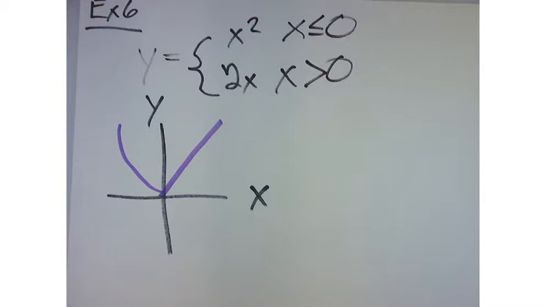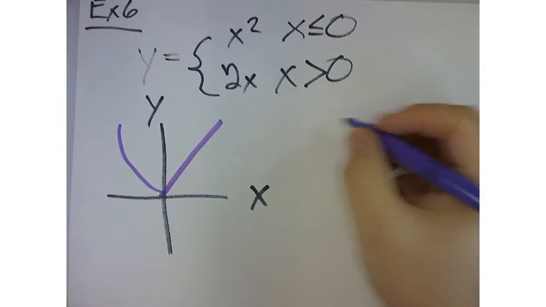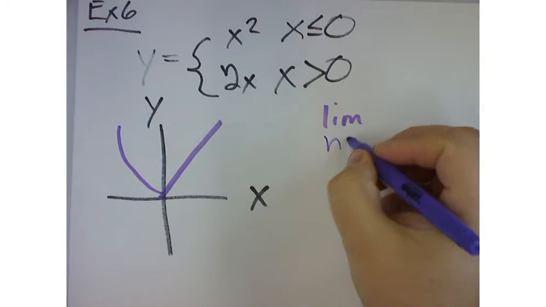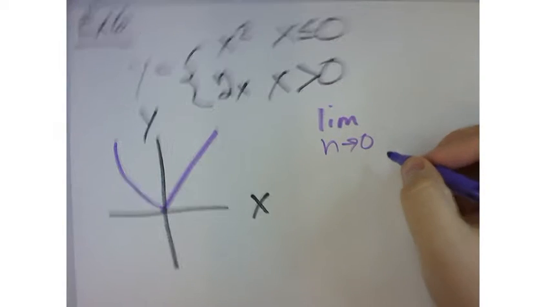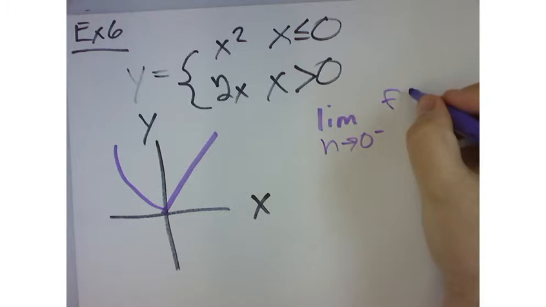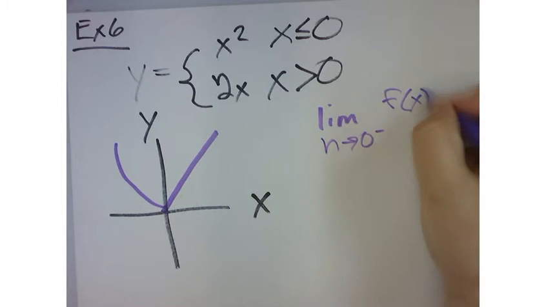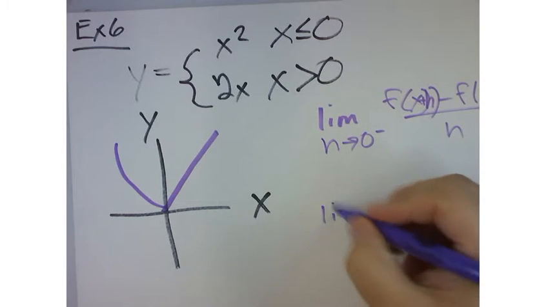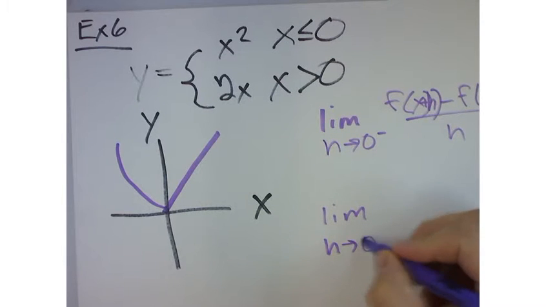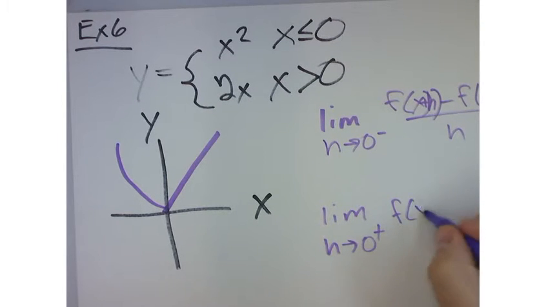Now what they want us to do in example number 6 is to take the left-hand derivative and the right-hand derivative. Now if we were to go through this whole thing where we say the limit as h approaches 0, right? But we were to do it from the left-hand side of f of x, it'd be f of x plus h minus f of x all over h. And then we were to do the same thing from the positive direction, right? And I'm not going to go through it because it's all written in your book.